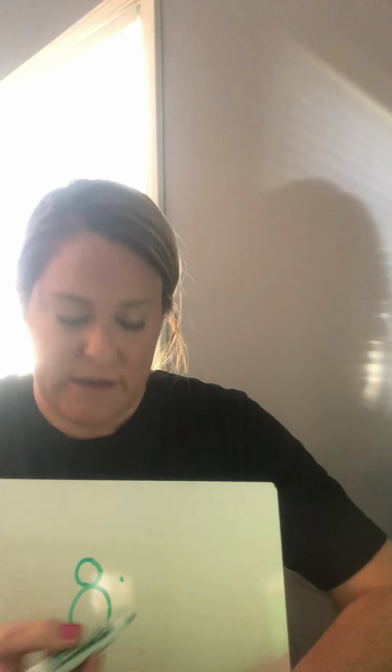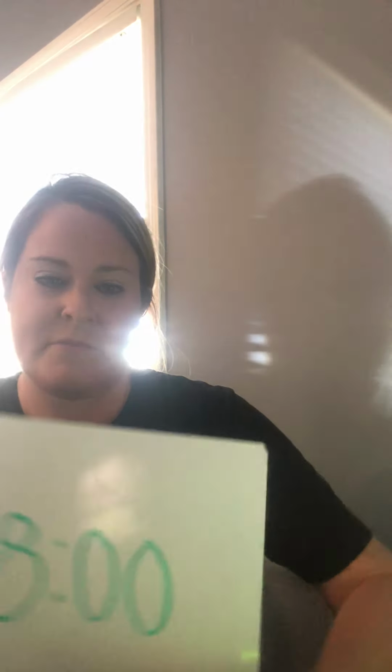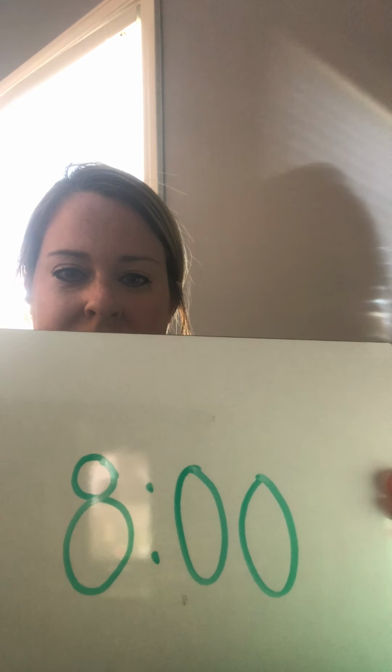Now my hour hand is pointing to the 8. That means that this is what time, boys and girls? 8 o'clock. That's right, 8 o'clock. Because the hour hand is on the 8, the minute hand is on the 12. That means it's 0 minutes past the hour. So we just say 8 o'clock. And we write that with an 8, a colon, and 2 zeros.